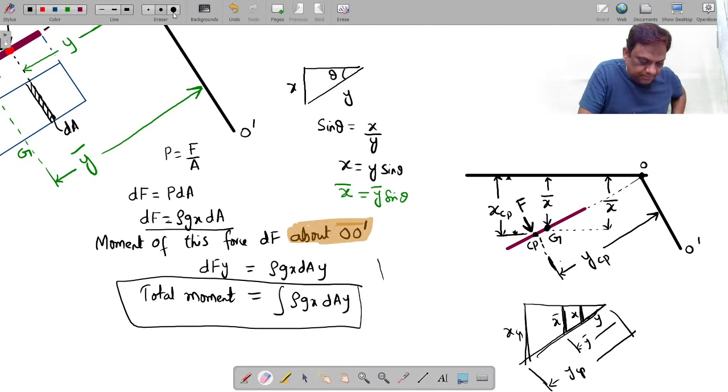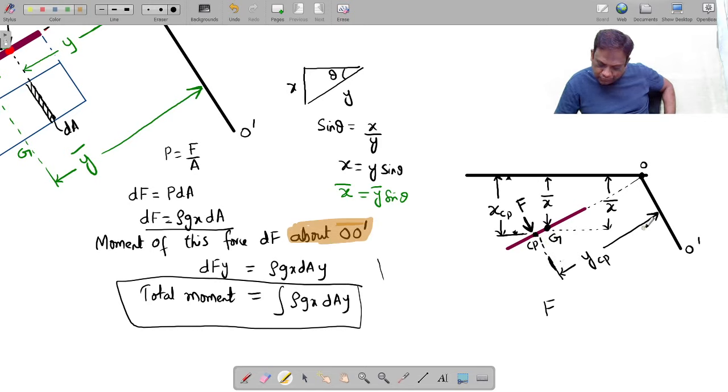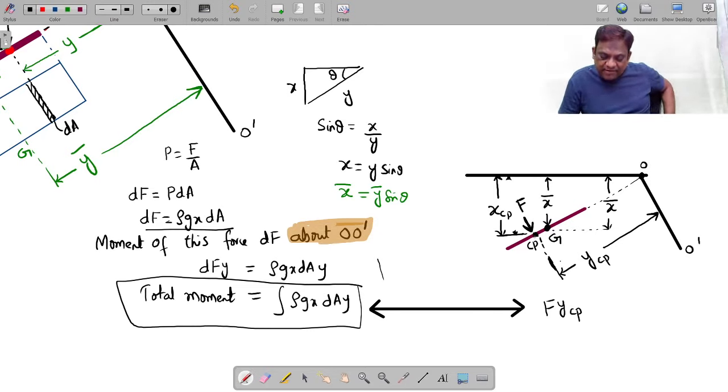Now what we do is, let us take the moment of this resultant force about OO dash. Can you tell me what the moment is? It will be F into YCP about this. So F into YCP. Very good, my dear students. Whether I take this or this, I should get the same thing, because I am arbitrarily assuming a point somewhere.